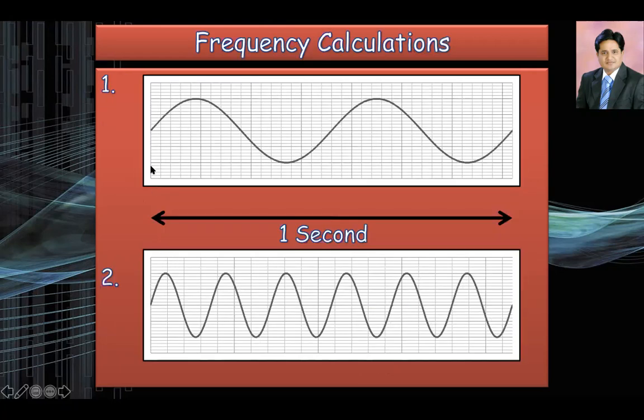Now let's try to calculate the frequency here. This entire thing happens in 1 second. This is one wave, and again, this is the second wave. So there are 2 waves per second, which means the frequency is 2 hertz. Similarly here, you have one wave, then the second, third, fourth, fifth, and sixth. So there are 6 waves per second, and the frequency is 6 hertz. So the first one is 2 hertz and the second one is 6 hertz.